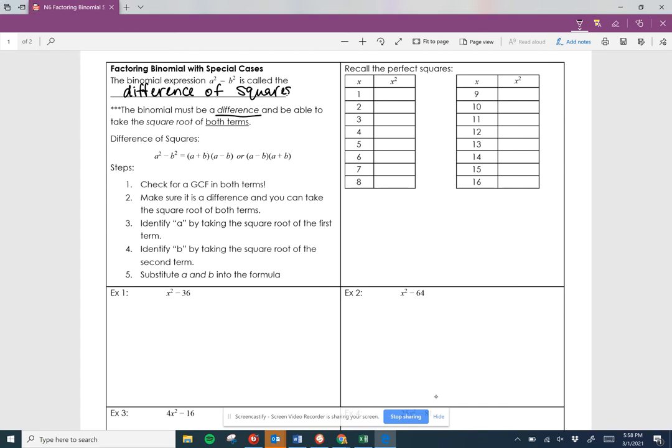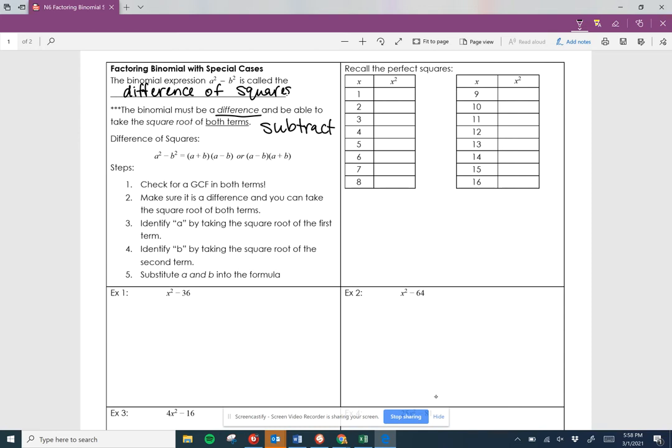Okay, now it's important to remember it must be a difference. So what that means is we have to have subtraction. This will not work if they're not subtracting. If they're adding, it's not going to work. You can see what we're going to do is take the square root of both terms, and then that will give us our two factors.